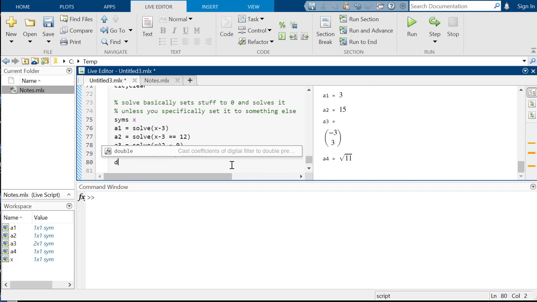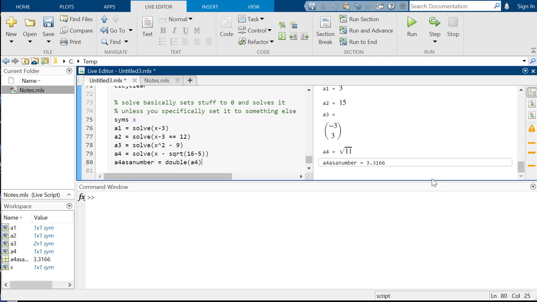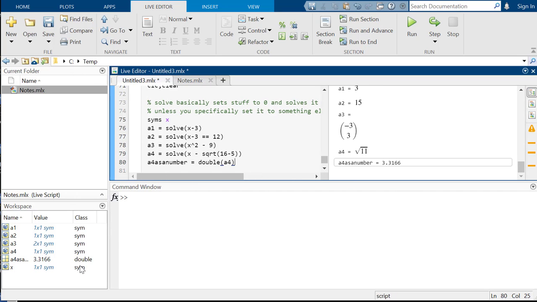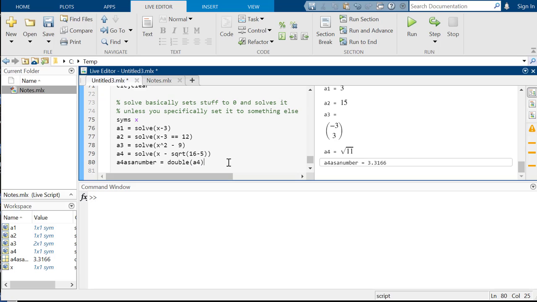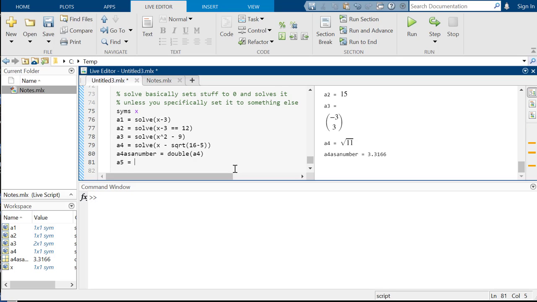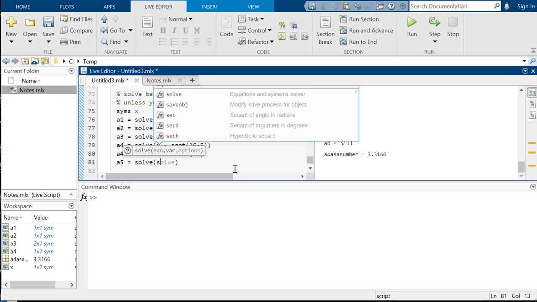So actually what you need to do with a4 is convert it to a double in order to get the numeric value. Taking double on your outputs is going to convert it, and now if you see over here, it's not a symbol, it is a double. So the class on the answer is now a double, which means I can actually see what that's supposed to be. And there are examples where you can get these really, really long, obnoxious things. I'm trying to think if I want to solve for the sine of, I don't know, like, well, 30.